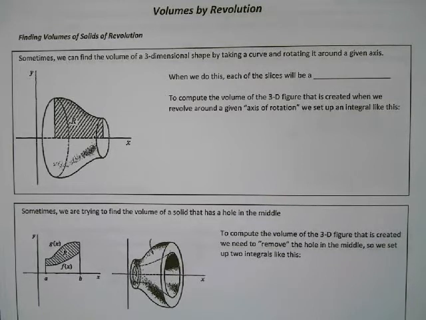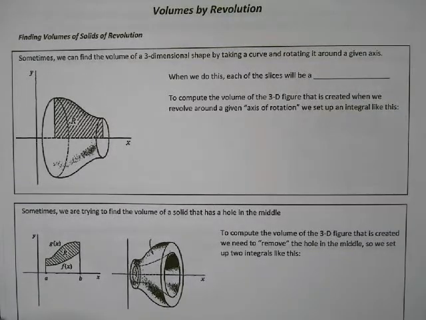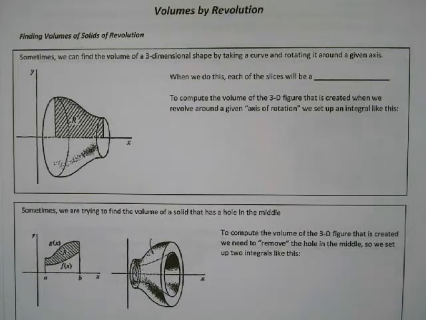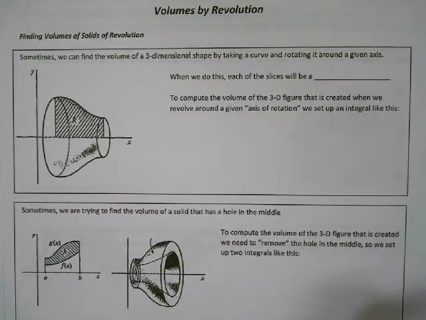And so what we found out today is when we do this, all of our cross sections are going to be circles. So that's going to give us a nice way to find the volume using integrals. So let's take a look at how this works to actually find these volumes. Like we just said, sometimes we can find the volume of a three-dimensional shape by taking a curve and rotating it around a given axis.